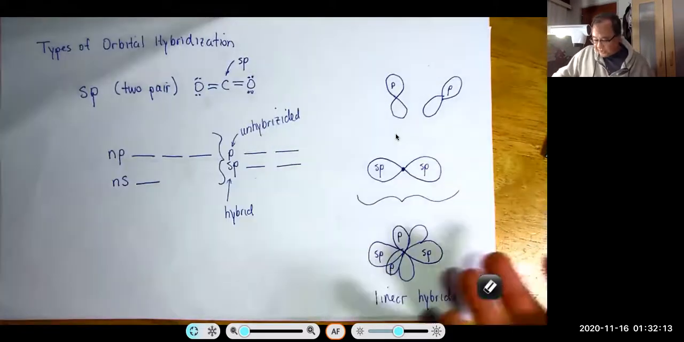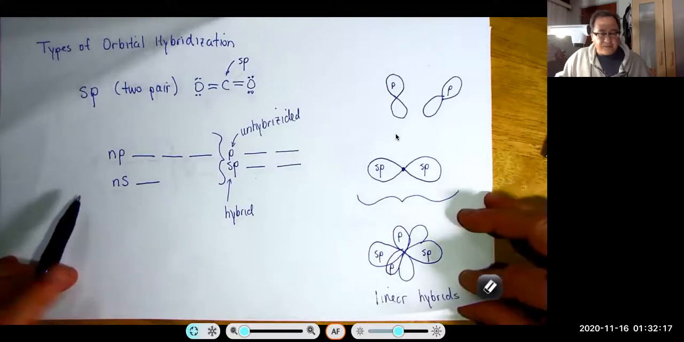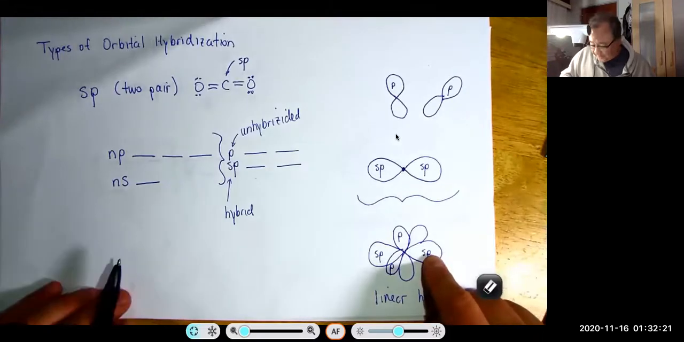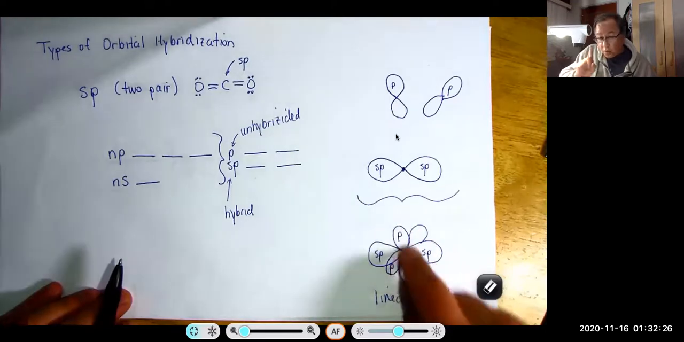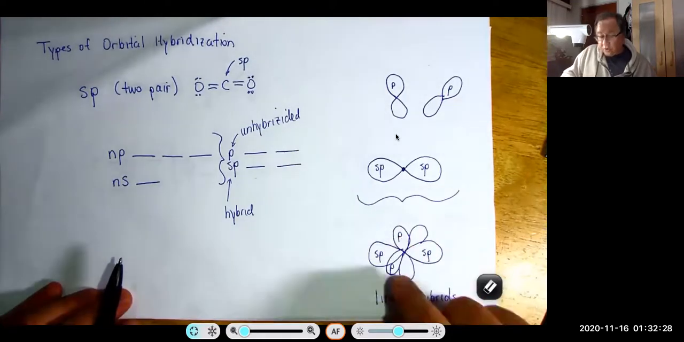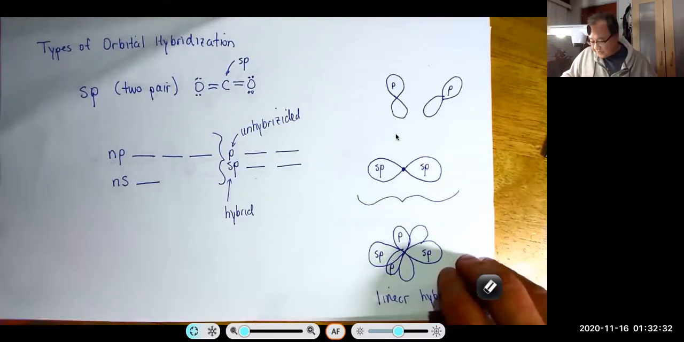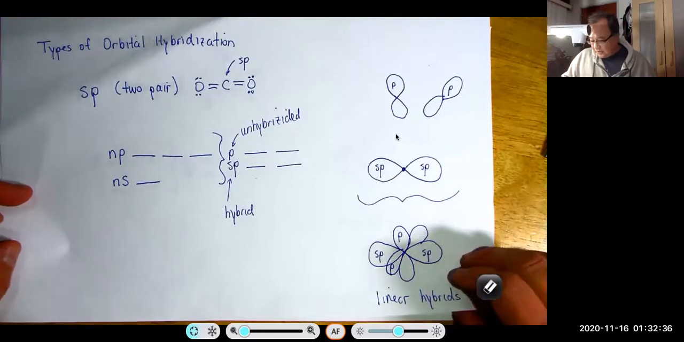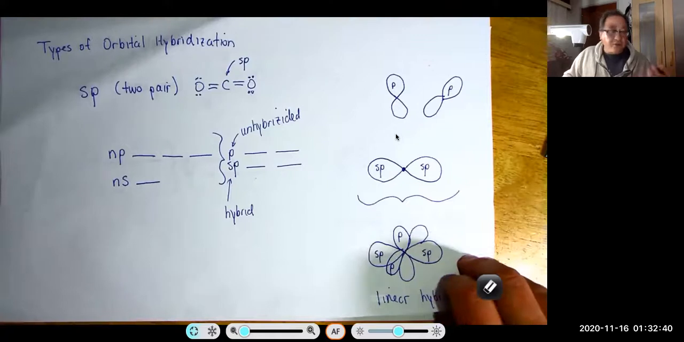So this is what it looks like. And this can be a confusing drawing, so you need to read this material very carefully. This sp is an orbital. They're hybrid orbitals. These 2 lobes are one p orbital, and these 2 lobes are another p orbital. So they look kind of the same, but you have to understand that they're different. And so that's why I have labels in there. So we have 4 orbitals here. 2 are hybridized, 2 are not.